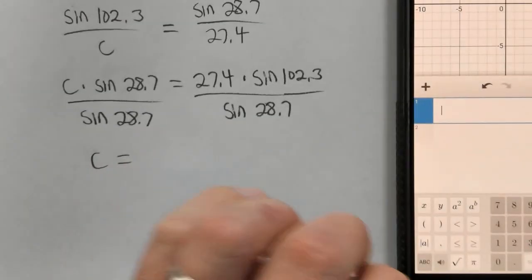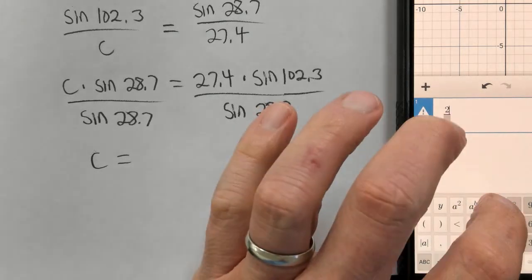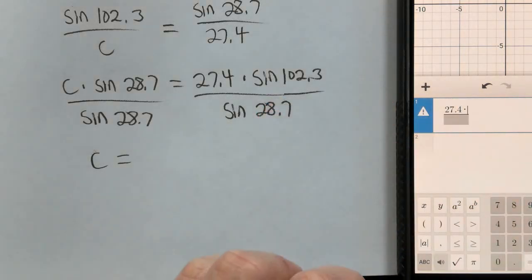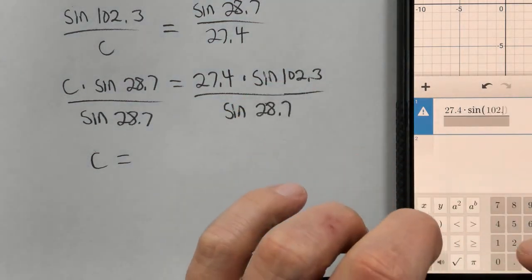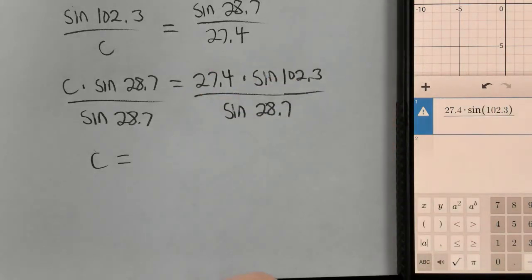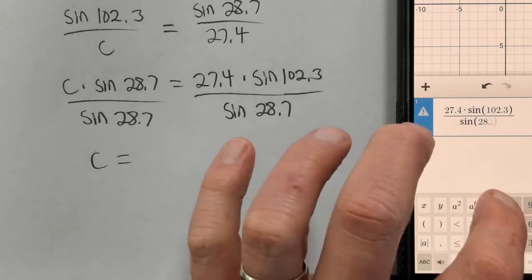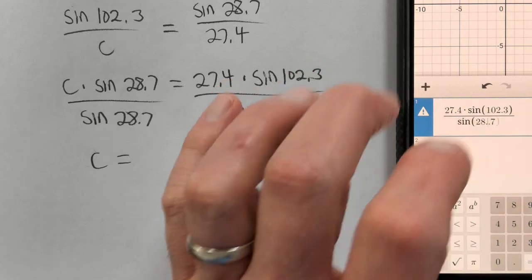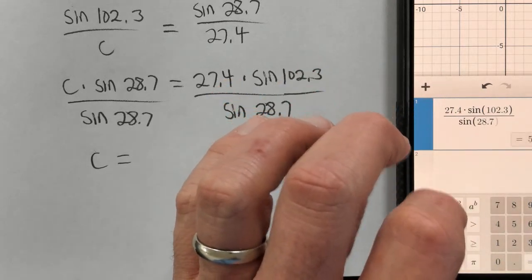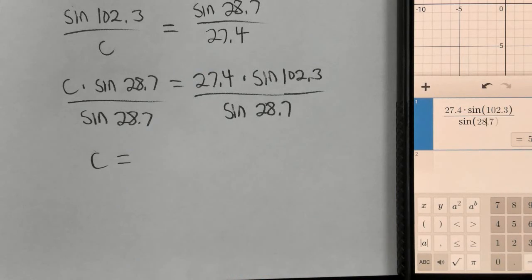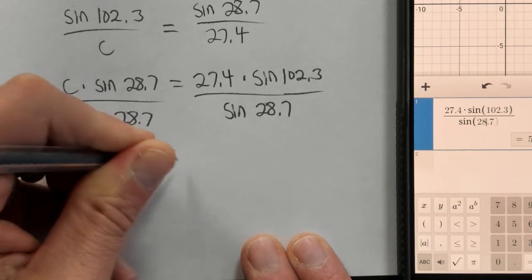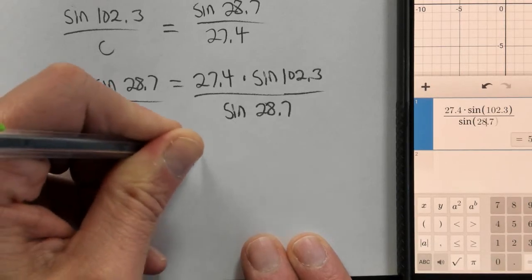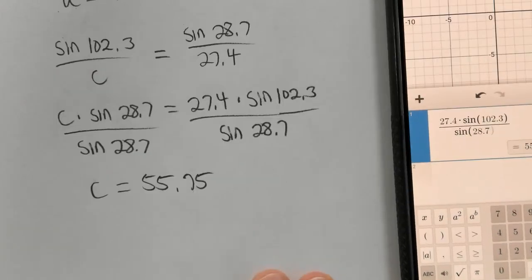So we'll clear that off. Go ahead and write my fraction first. 27.4 times the sine of 102.3 on the top. On the bottom, we need the sine of 28.7. Oops. All right, and so we're still in degrees, so 55.75 feet is the correct answer for the length of side C. 55.75. All right, so there you go.